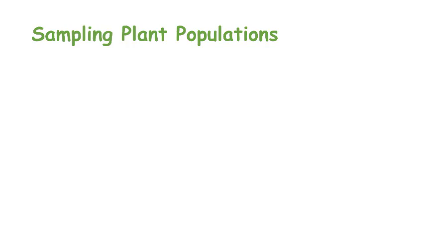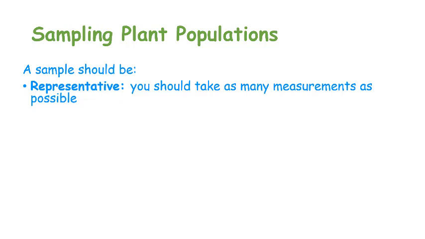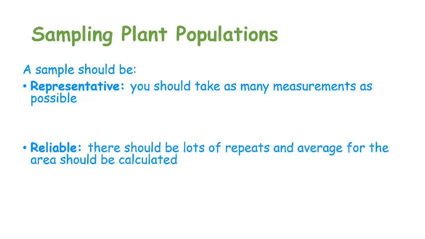Now, within that, there's a few things we need to think about whenever we're taking samples. Firstly, a sample should be representative. So you should take as many measurements as possible in the time that you have. What we've said there is, it's not possible to go out and count all the leaves, so you want to try and take as many as you can to make it representative. So, for example, maybe 30 to 50 leaves might be a good representative number to take for each of those trees. You also want to make sure that it is reliable. So what that means is that you should take lots of repeats and work out an average for the area.